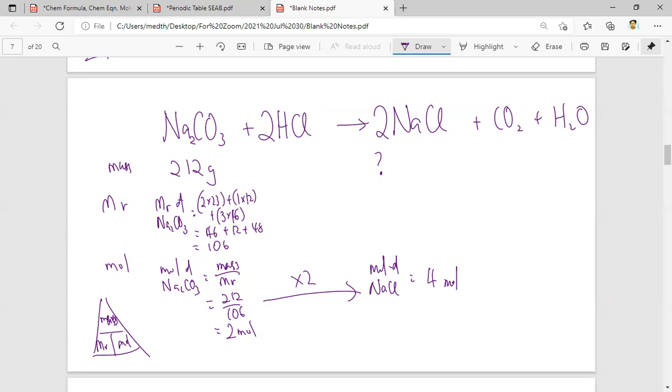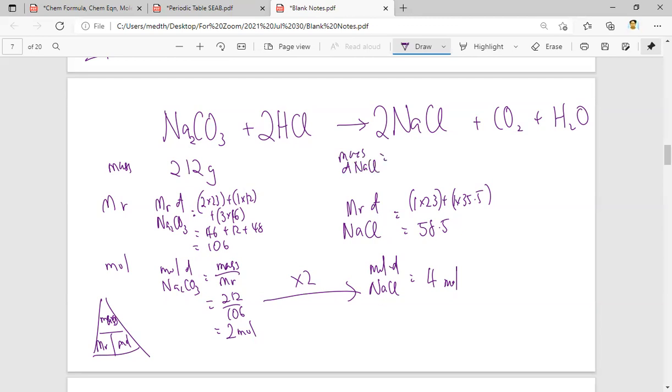So now, since I have the mole of sodium chloride already, let's find the MR of sodium chloride. This is equivalent to 1 times 23 plus 1 times 35.5. So this is equivalent to 58.5. Right, 58.5. So once I find the MR of sodium chloride and the mole of sodium chloride, I can find the mass of sodium chloride.